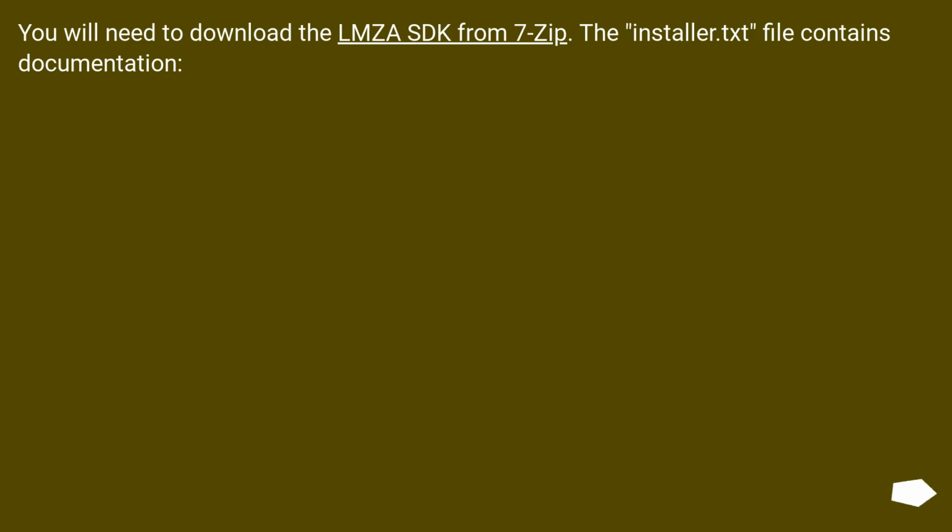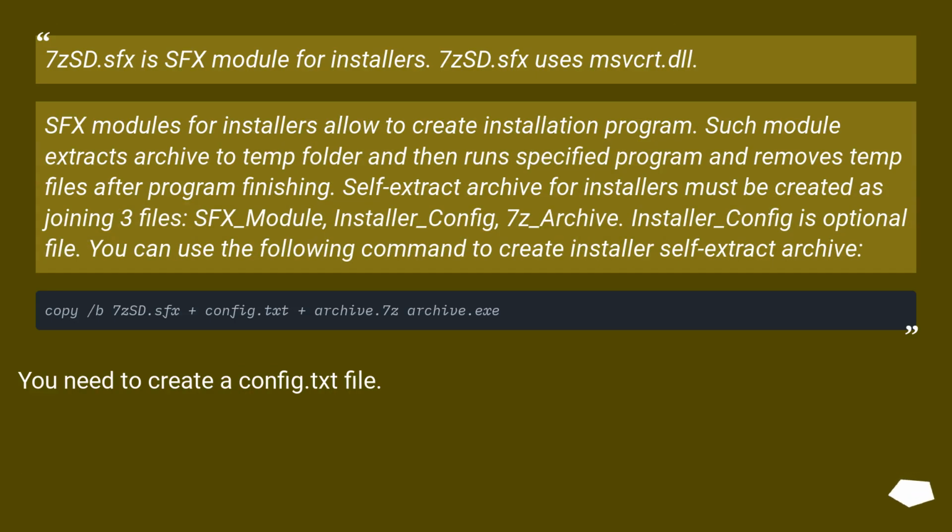You will need to download the LZMA SDK from 7-zip. The installer.txt file contains documentation. 7zsd.sfx is the SFX module for installers. 7zsd.sfx uses msvcrt.dll. SFX modules for installers allow you to create an installation program. Such a module extracts the archive to a temp folder and then runs the specified program and removes the temp files after the program finishes.